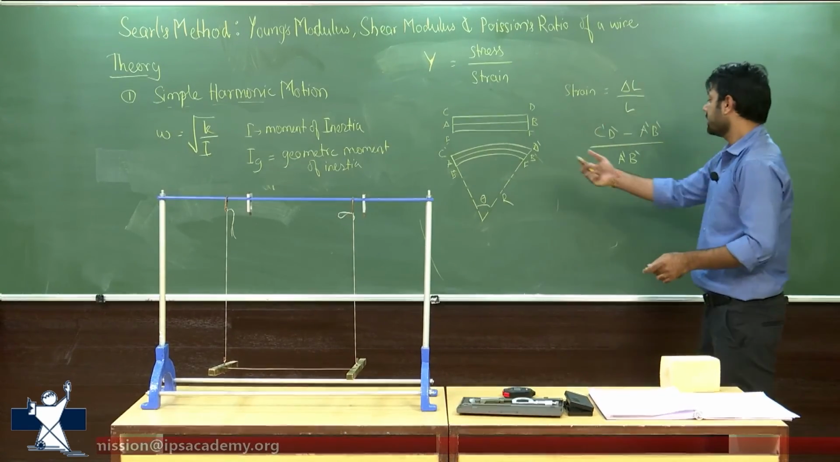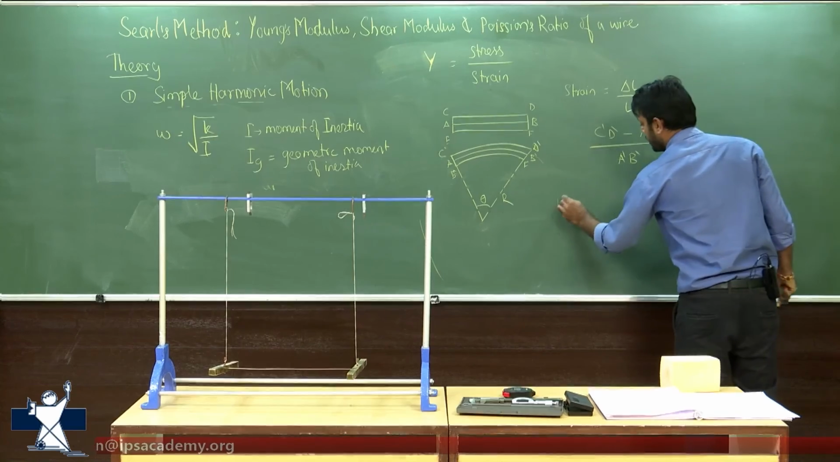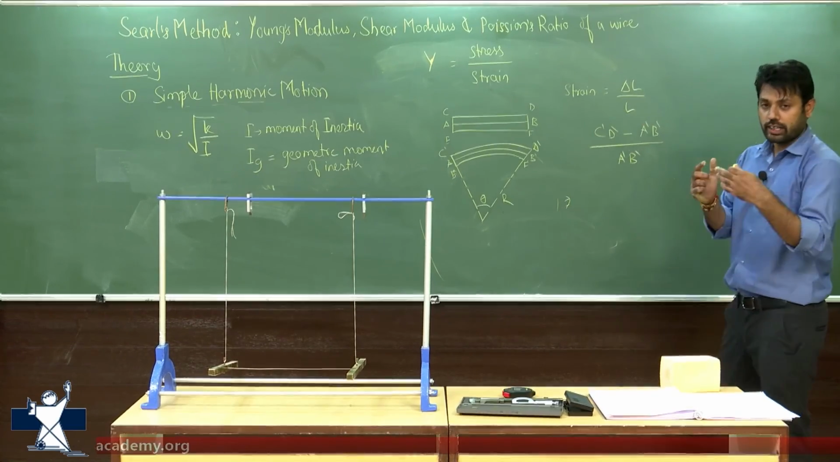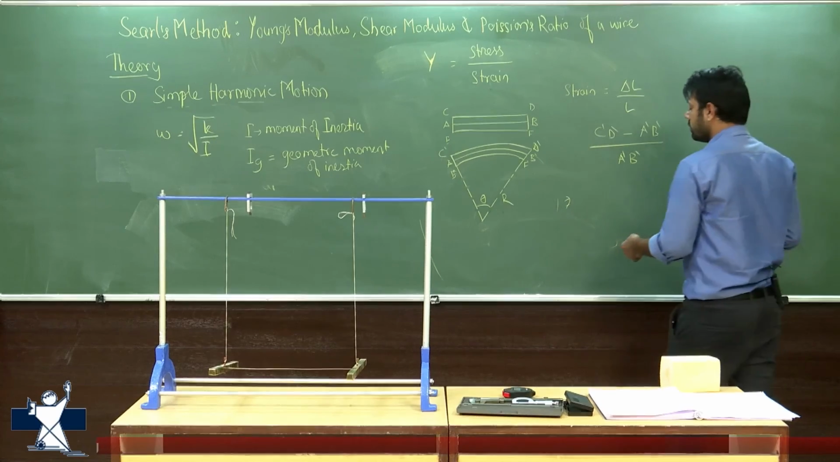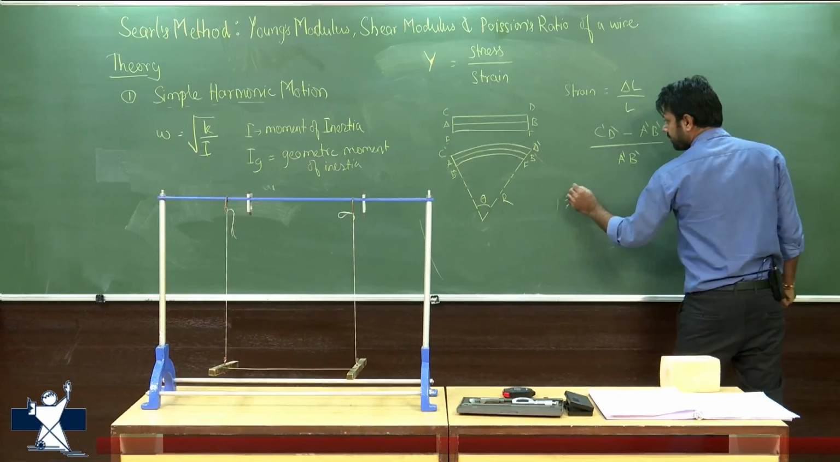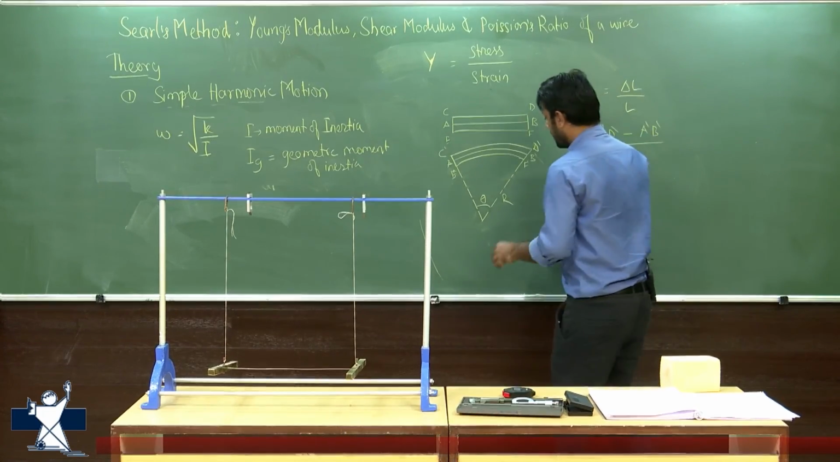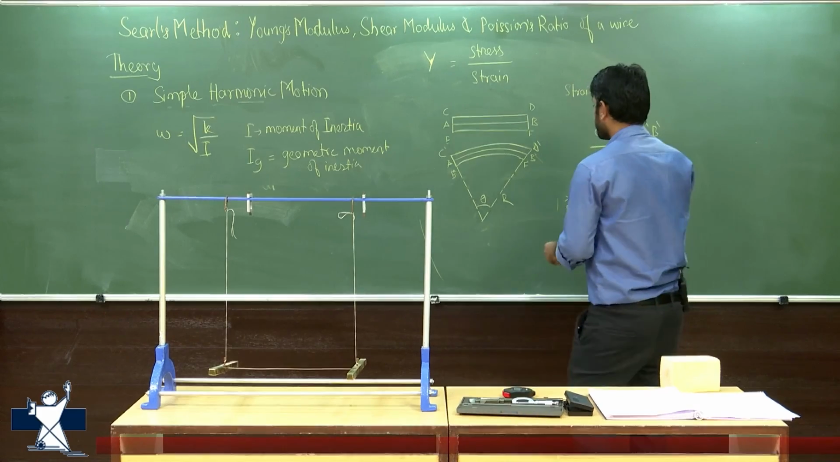In this case, let's put in the values. We are going to use the formula of arc length: arc equals radius times theta. So here it will be, let me define the length very clearly.